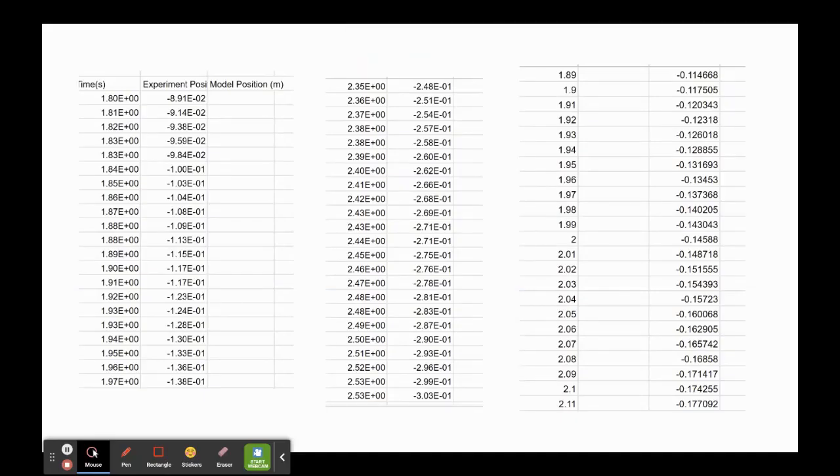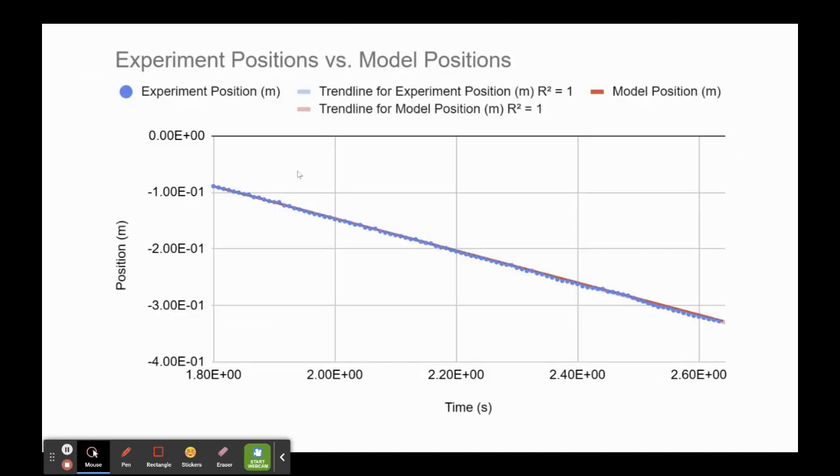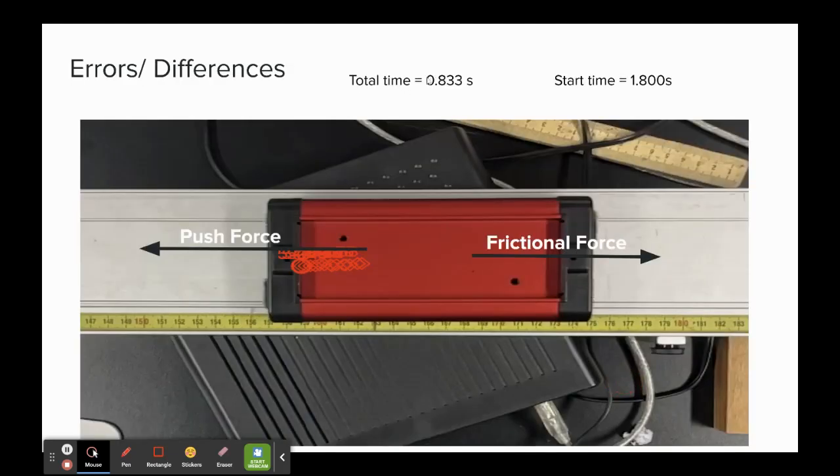So as you can see, we put this data into Google Sheets to create this model, this graph. And as you can see, the R-squared values are 1, meaning this model is a very good predictor of the experiment. And this can be due to the fact that the total time taken was only 0.833 seconds, meaning these forces didn't have enough time to take that much effect. Like the frictional force didn't really slow down the object that much because of how low the time was. Plus, we started 1.8 seconds after I pushed, so this could have already been diminished by this frictional force.